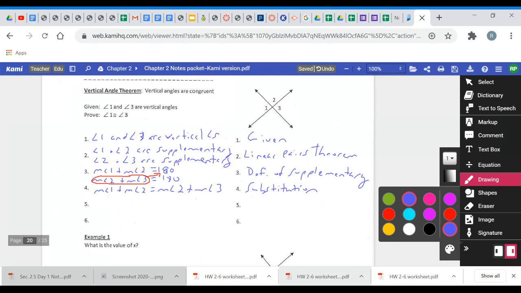From there, I can see there's an angle 2 and angle 2 on each side. If I want to make them go away, I can subtract them away. So I'm left with measure of angle 1 is equal to measure of angle 3, and that is subtraction.